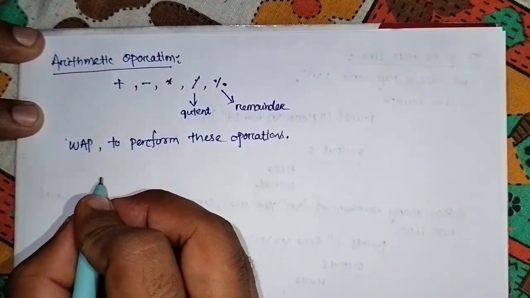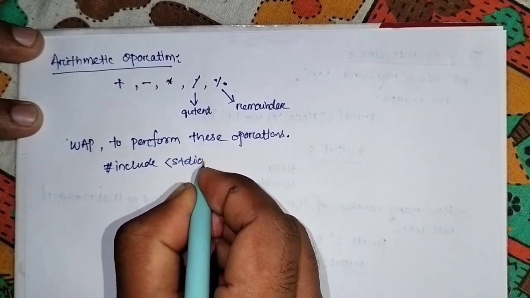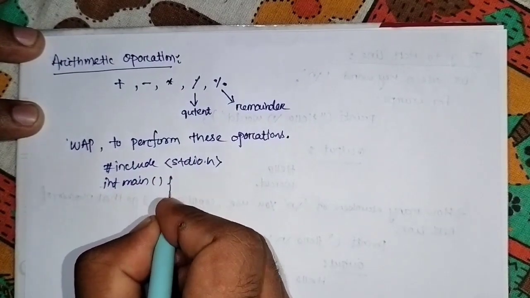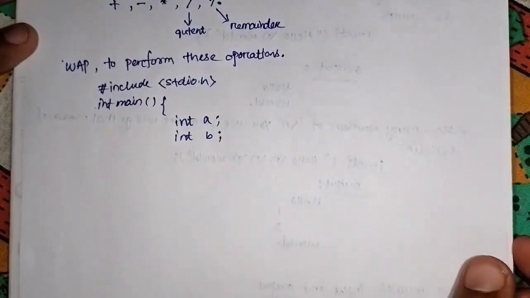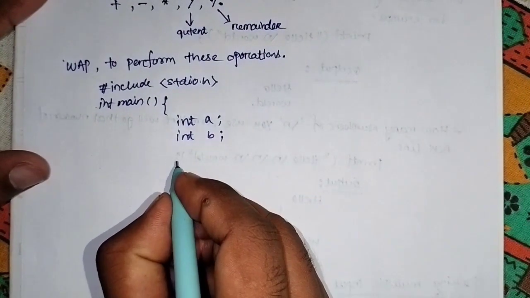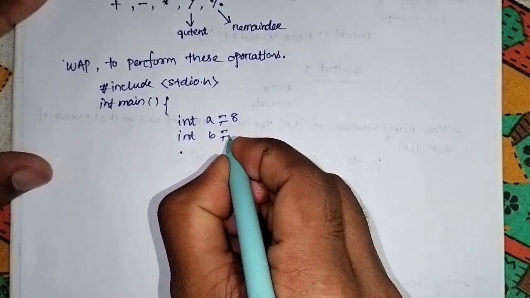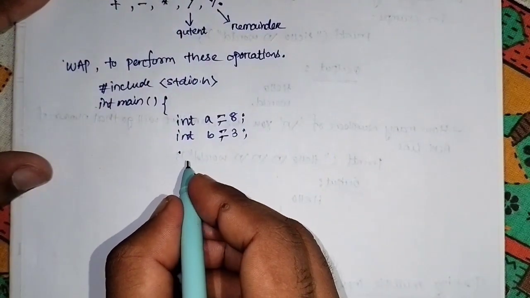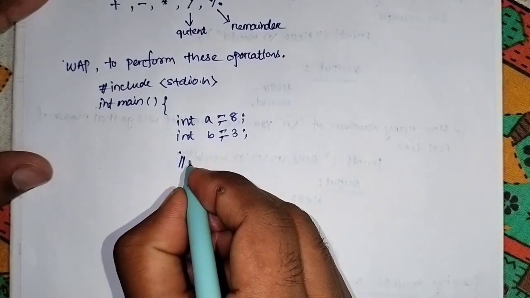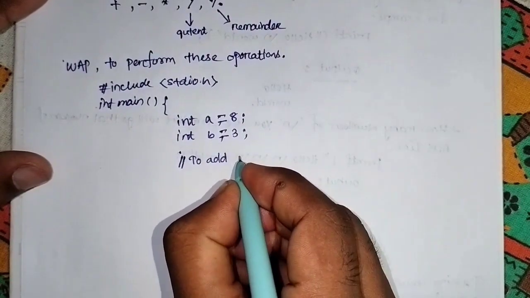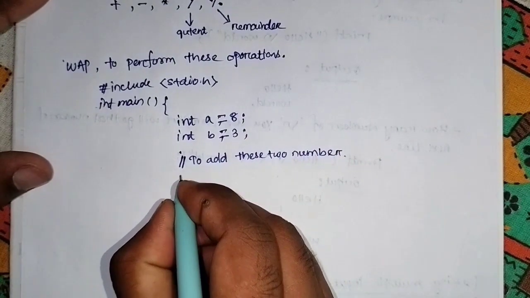Include stdio.h, then int main. Here I have defined two variables, a and b, and assigned them a equal to 8 and b equal to 3. If you want to add these two numbers, declare a variable: int add equal to a plus b. Here it will give the addition of these two numbers.